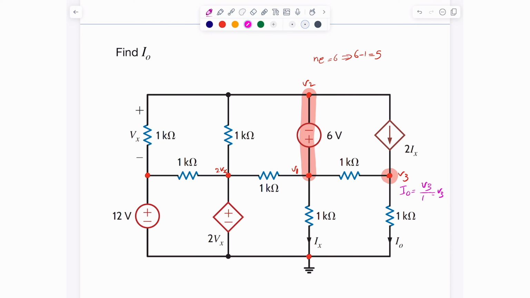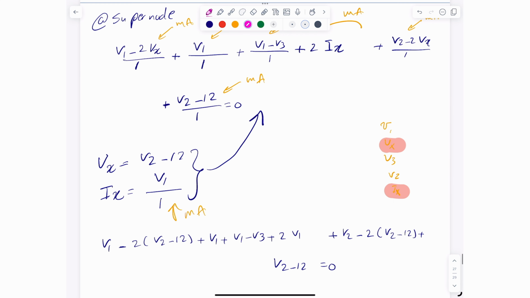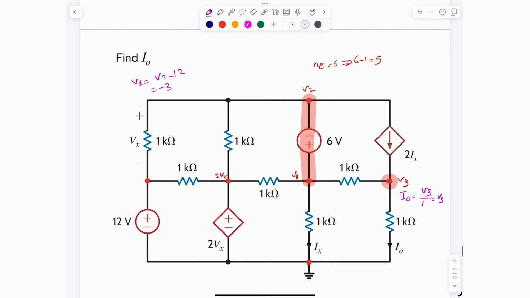And we can compute anything else you want in the circuit. For example, if you want this particular voltage, it's 2Vx. Well, what's the value of Vx? Vx is simply V2 minus V1, so Vx is V2 minus 12. We figured out the value of V2 is negative 38, so that will be negative 38 minus 12, which is negative 50 volts. So Vx is negative 50 volts. That means this voltage here is double that, which is negative 100 volts. And you can go on from there and compute anything else you want in the circuit.